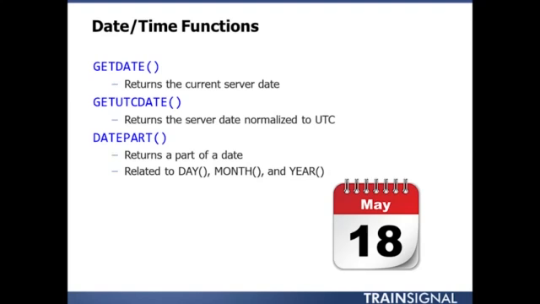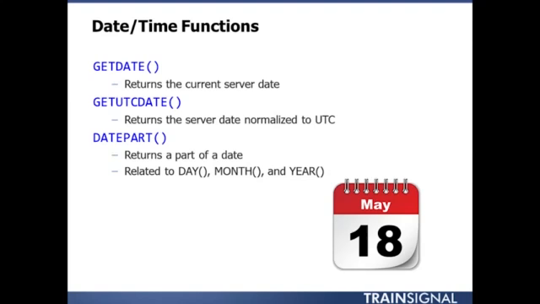The couple of basic ones right away are getDate and getUTCDate, where getDate will get me the current server date, while getUTCDate will get me, again, the current server date, but it will convert that to universal time, or sometimes known as Zulu time. DatePart, on the other hand, will return back the part of a date. Now, it's directly related to day, month, year, and personally, that's what I find myself using. I think that reads a little bit better. But the nice part about DatePart is that we can pass in a parameter and potentially make this more dynamic.